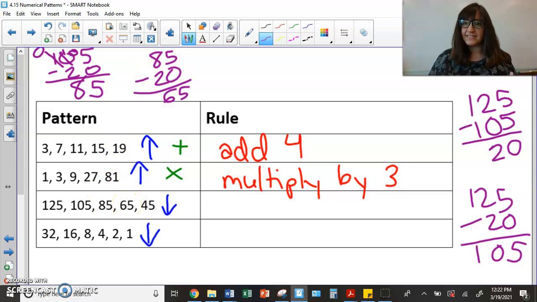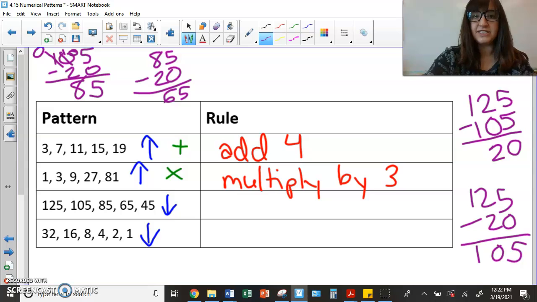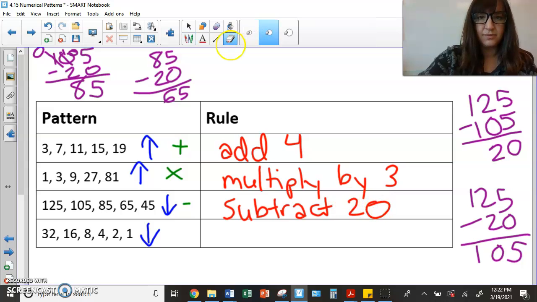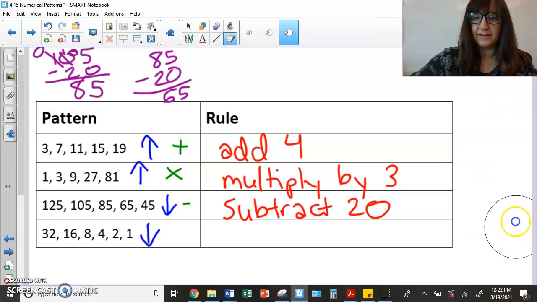So it appears that the rule to this pattern is a subtraction rule. And each time I'm subtracting 20. So subtract 20 is my rule. Go ahead and erase this work so I have space.